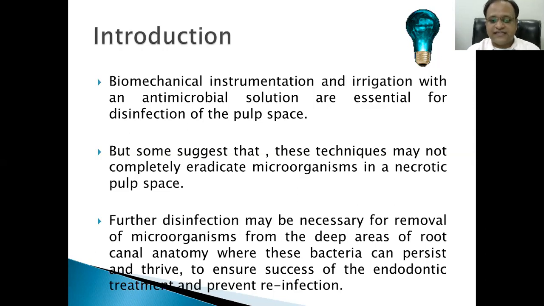So further disinfection has been suggested, and it is necessary for removal of these microorganisms from the deep areas of root canal anatomy where these bacteria can persist and thrive, to ensure the success of endodontic treatment that we have given to the patient, and it prevents reinfection.